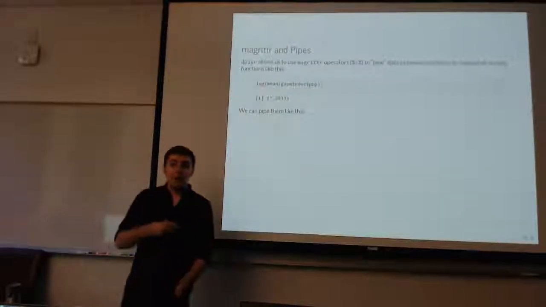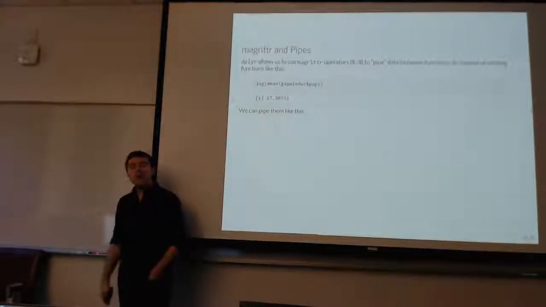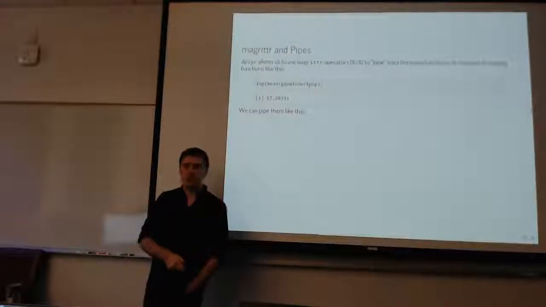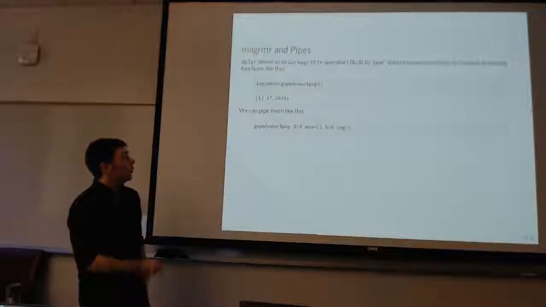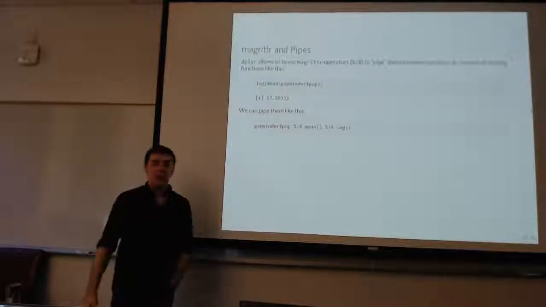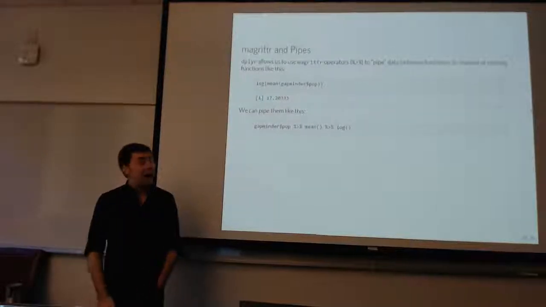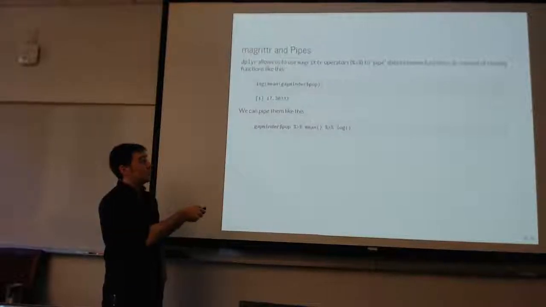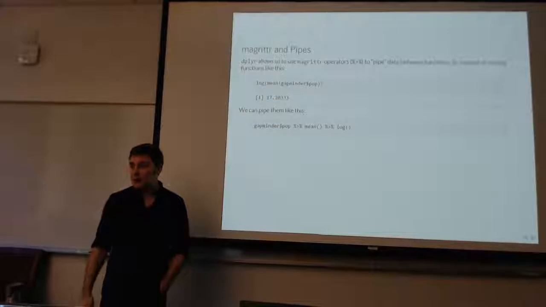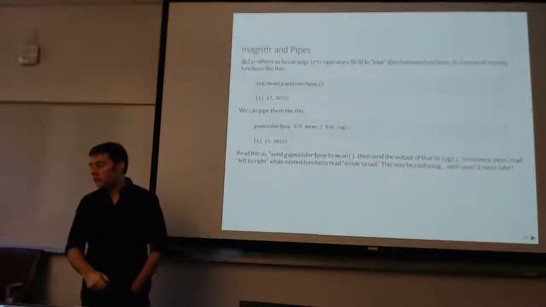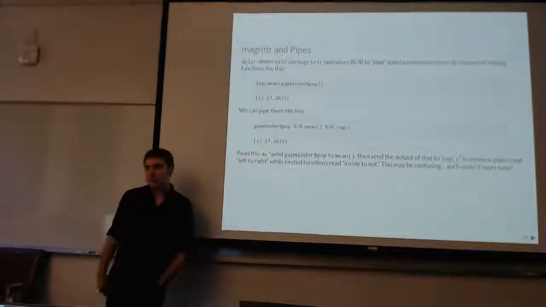Instead, if you use magrittr operators loaded into R, you can pipe things from one function to another. Instead, we would write the exact same code this way. We'd say, I want to start with the gapminder population variable. I want to send this to the function mean. Then whatever's the output of mean, I want to send to the log function. Gets the same result, except it's read left to right.